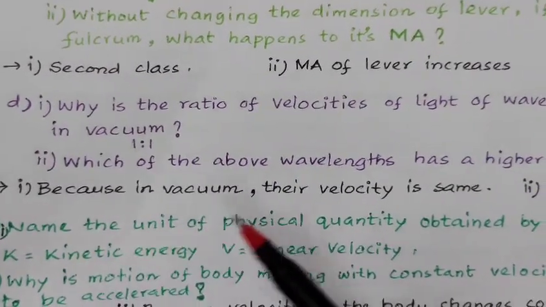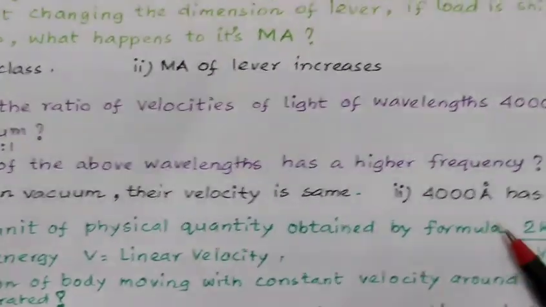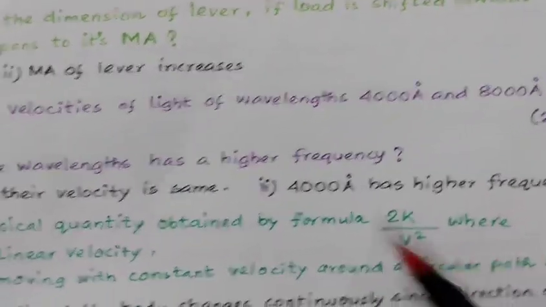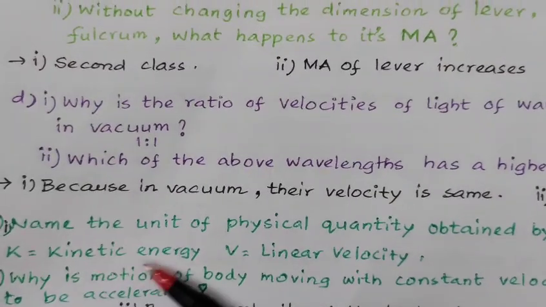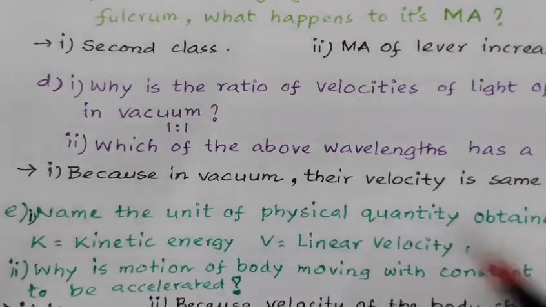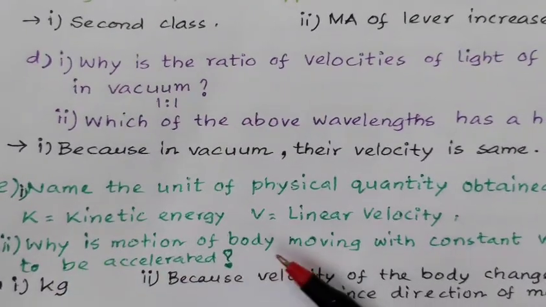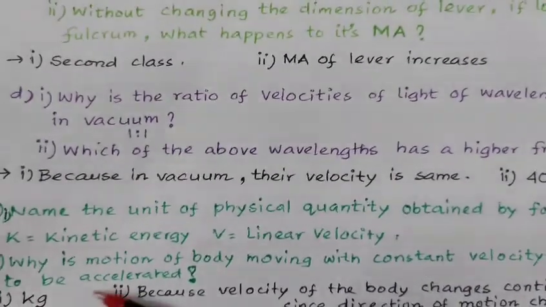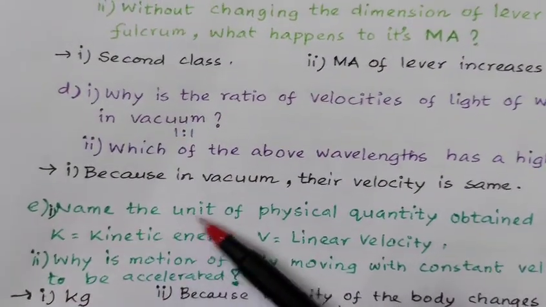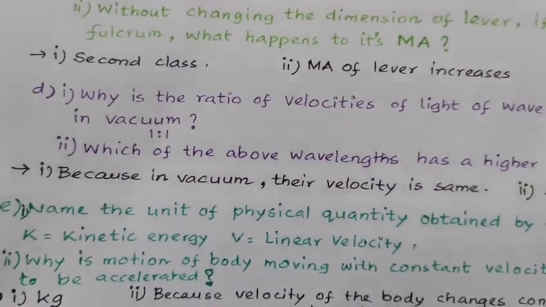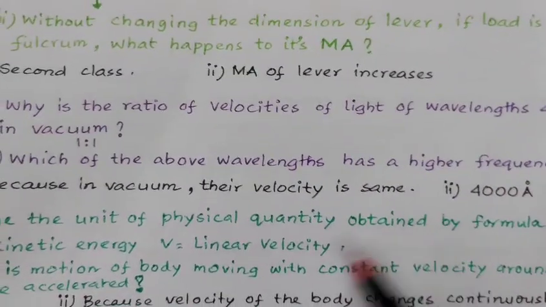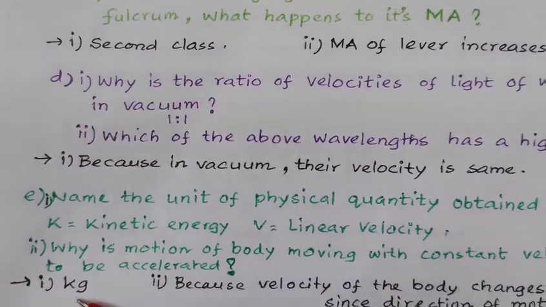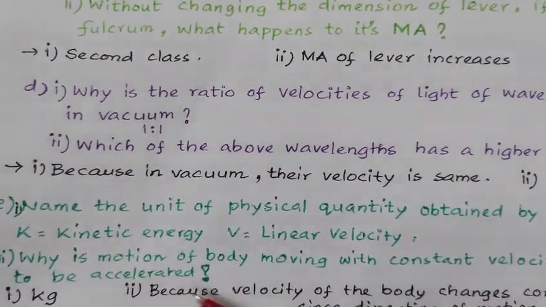E, name the unit of the physical quantity obtained by the formula 2K by v squared, where K is kinetic energy and v is the linear velocity. And number 2 is, why is the motion of a body moving with constant velocity around a circular path said to be accelerated? So the SI unit: the answer is kg, or any unit of mass.